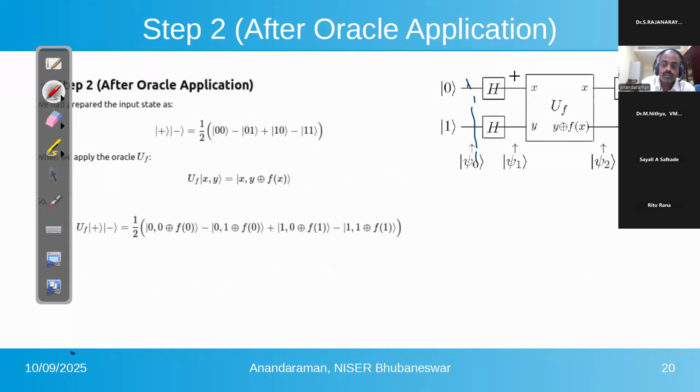Hello, sir, I have one doubt. You have said to create the Oracle. What does it mean, and how do we encode it in the first step? Yeah, that we will see later. At present, you don't need to be confused about what an Oracle is. The Oracle is a black box. We don't know what is inside, but if you give some input, it will give some output.